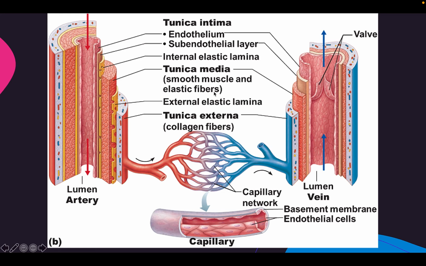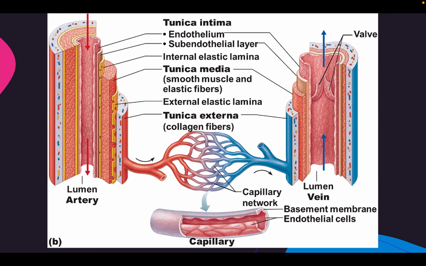The tunica media consists of a smooth muscle layer as well as some elastin. And this layer is under control of sympathetic innervation. And so what does that mean? Well, it means that this layer is what constricts or dilates in order to change the blood flow and pressure. The terminology associated with this in blood vessels is called vasoconstriction or vasodilation.